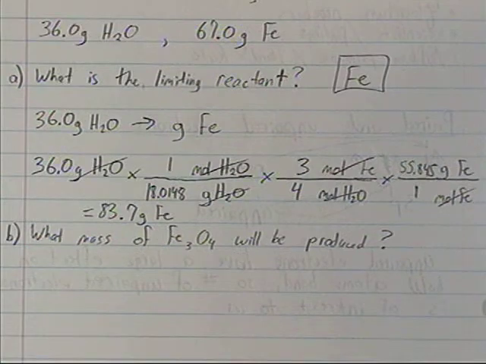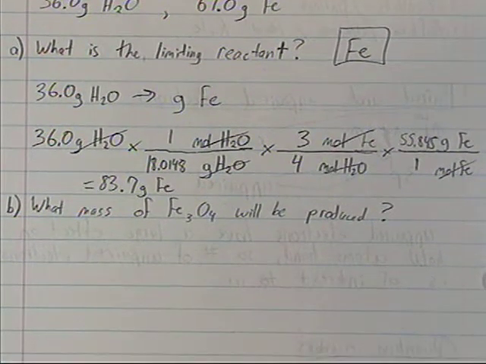The next part of our problem asks us, given these two amounts of water and iron that are being put together, how much Fe3O4, how much iron oxide, will be produced. So in this problem, we saw that iron was our limiting reactant. Once our iron is used up, we can't do any more reactions. So we're going to use the amount of iron that was given to us to calculate how much iron oxide is going to be produced.